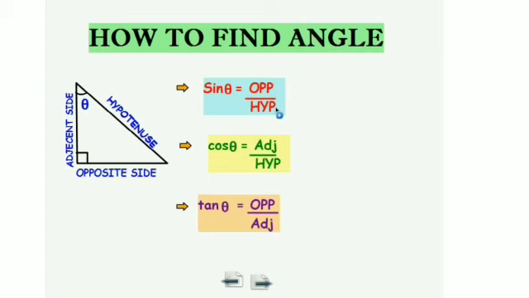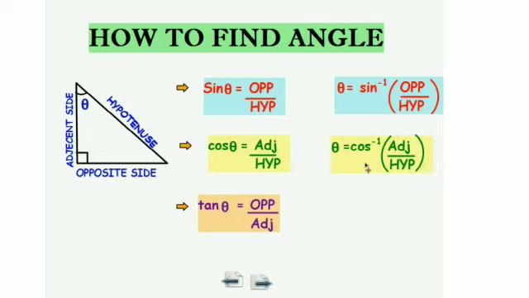Theta is equal to sine inverse of opposite by hypotenuse. If we are using cos theta, how will we calculate theta? Theta is equal to cos inverse of adjacent by hypotenuse. If the function is related to tan, how will we calculate this angle? Theta is equal to tan inverse of opposite by adjacent.